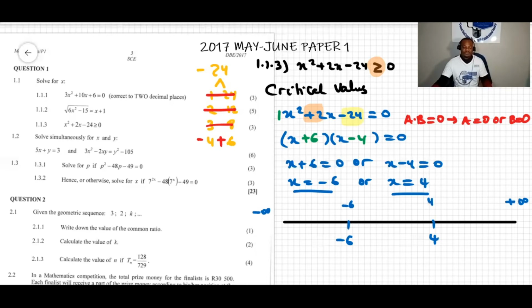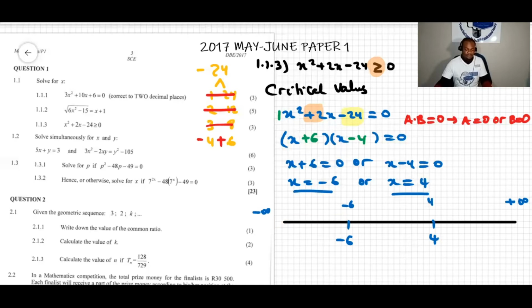So now let's check. If I consider this first interval, from negative infinity to negative 6, I want to select a number in this interval, any number in that interval, and then check if the function will be greater or equal to 0. Greater or equal to 0 means positive or 0.